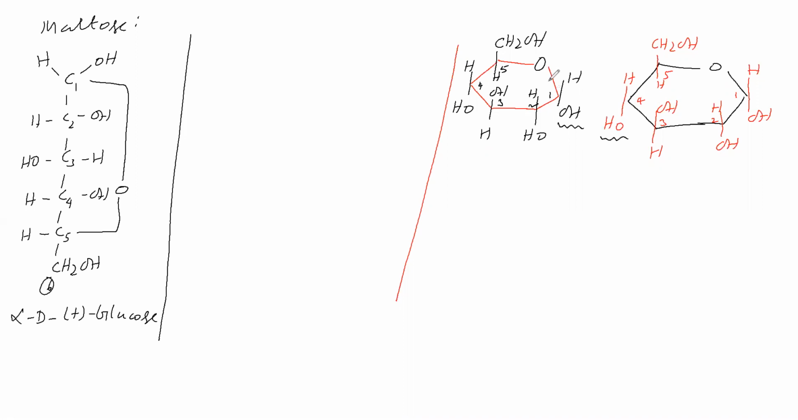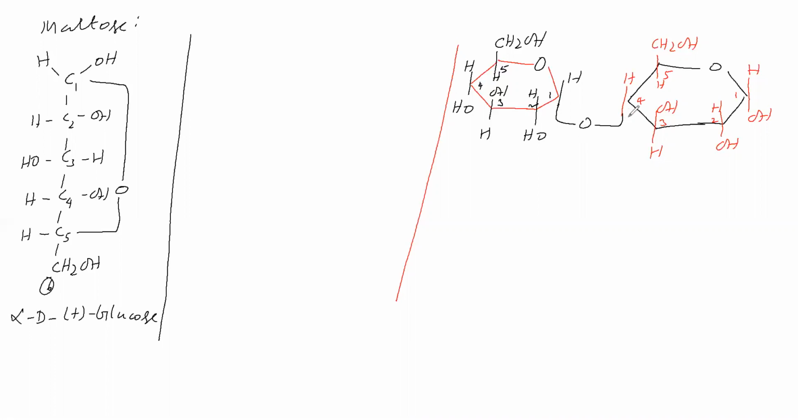C4 carbon OH group, C1 carbon OH group. In this unit, the C1 carbon OH group and in this unit, the C4 carbon OH group will go for glycosidic linkage. So they are going for glycosidic linkage. Therefore, what we will get is an ether linkage. This is called a glycosidic linkage.